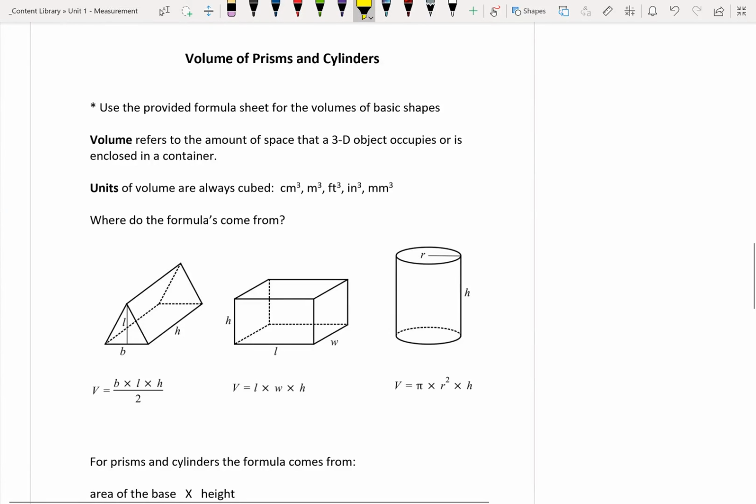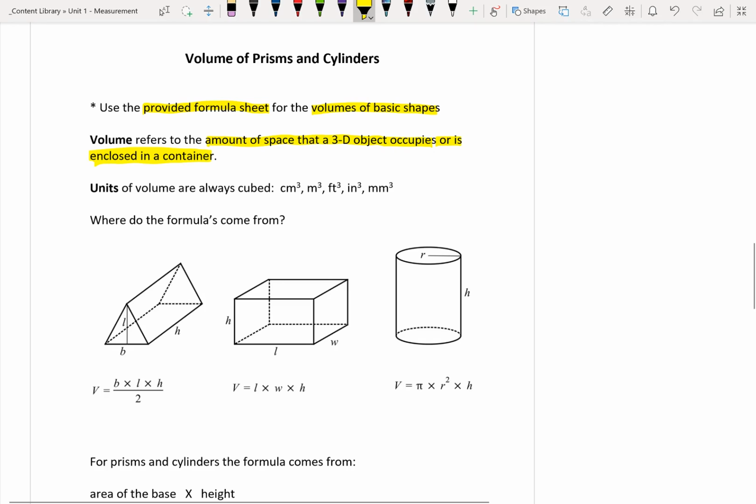In today's note, we're going to be looking at the volume of prisms and cylinders. Similar to our last notes, the provided formula sheet that you got in class will have all the formulas for the volumes of basic shapes. Volume is something that is new to this unit, and volume refers to the amount of space that a 3D object occupies or is enclosed in a container.